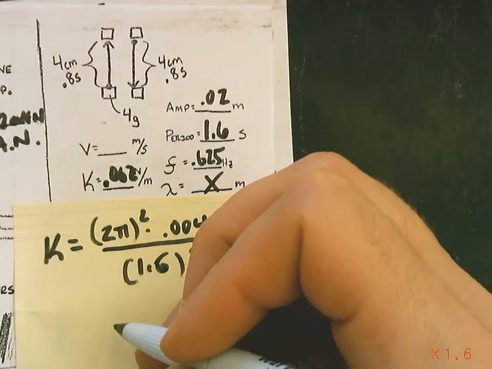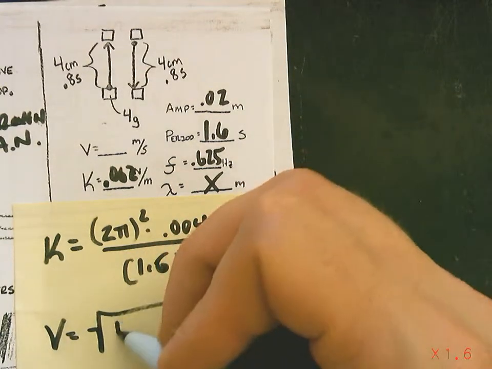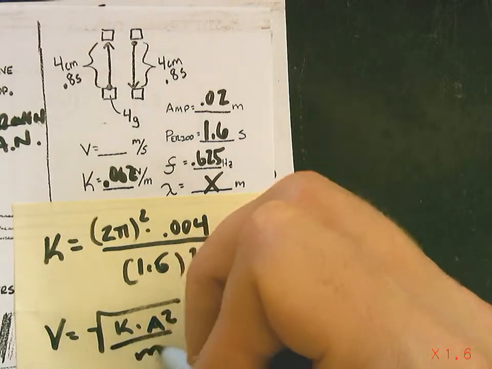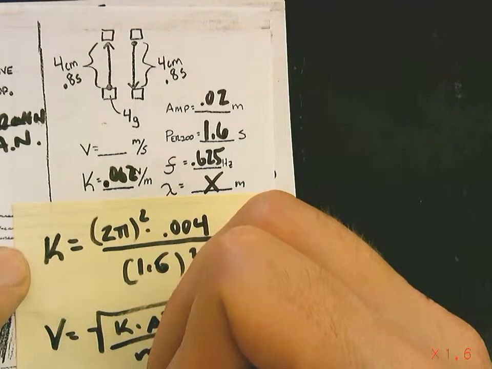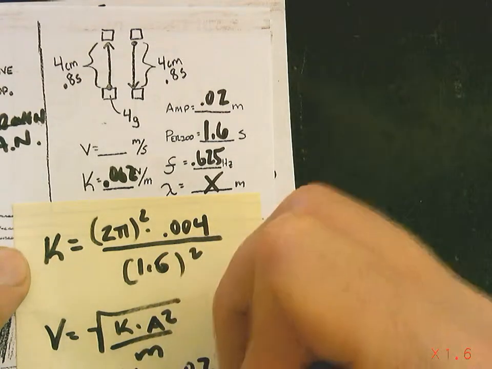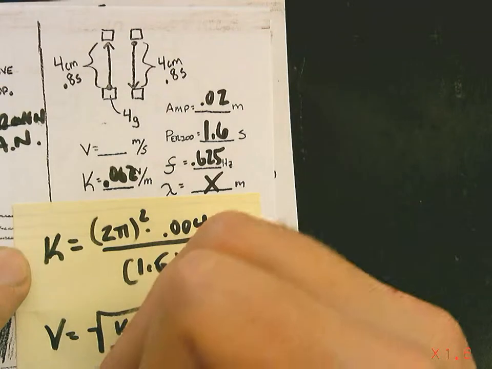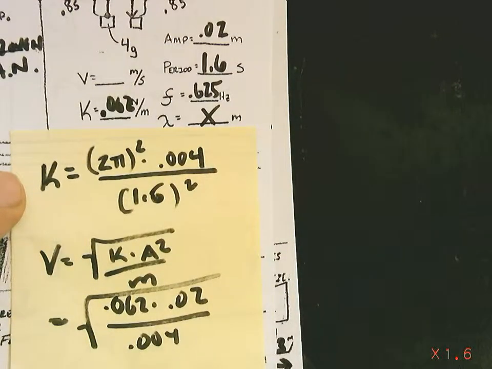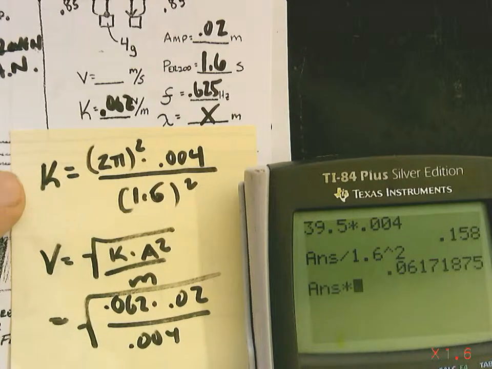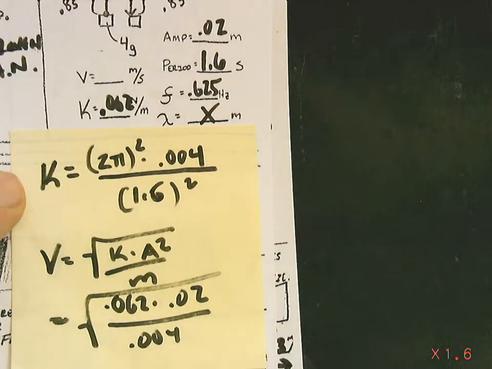Once you have k, then we can use the other relationship, which is the y velocity, which is square root of k times A squared divided by m. So that's going to be our previous answer, 0.062 times the amplitude, which was 0.02, divided by the mass, which was 0.004, and we square root all of that to get the y speed. Remember, we did this in lab not too terribly long ago. So we take our previous answer times 0.02, divide by the mass, and we square root it, and we get 0.555 as our velocity.